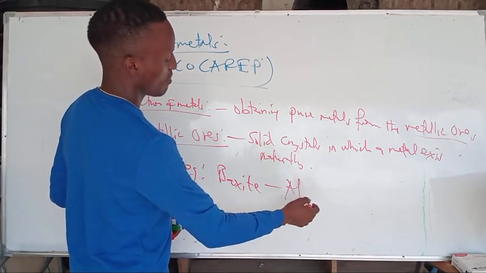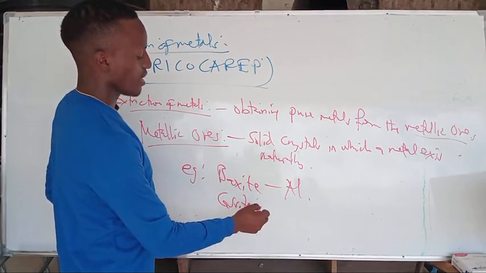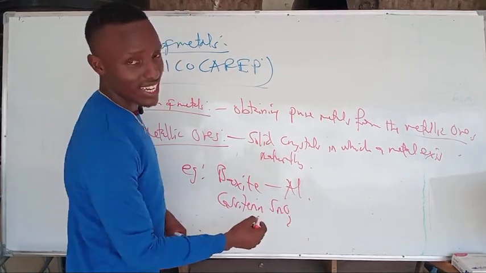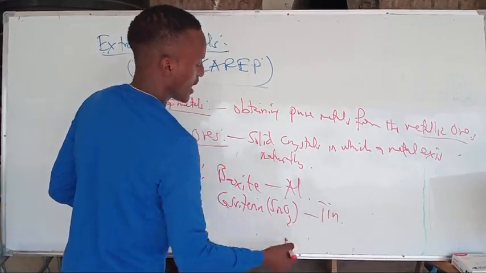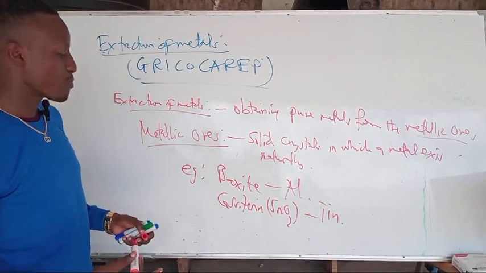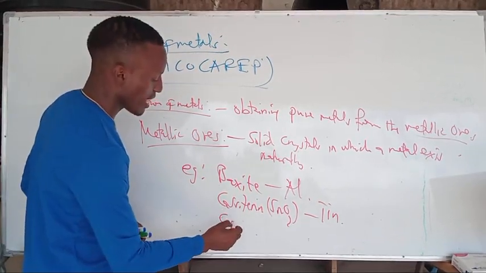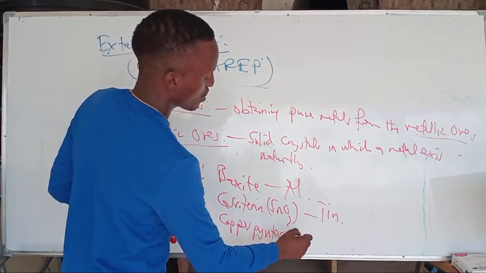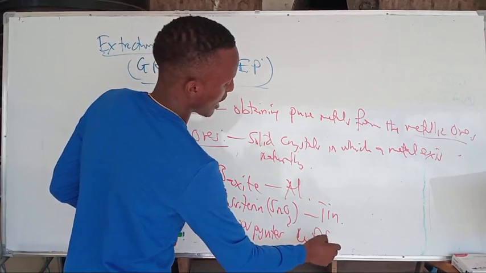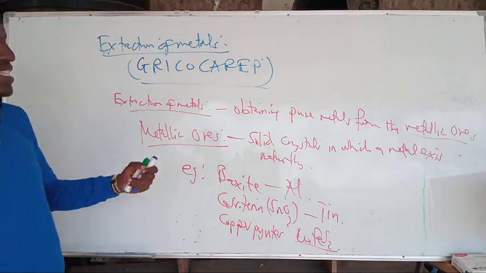Bauxite for aluminium, cassiterite, which we call stannic oxide, those are ores for tin. But we can have, for example, copper, we can have copper pyrites, which is copper, iron and sulfur. Those are just examples of the metallic ores.